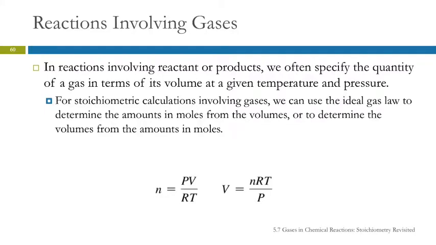So, reactions involving gases. Chemical reactions sometimes use gases as reactants, sometimes generate gases as products, and if we're measuring those gases, the most convenient thing to do is to measure their volume and temperature and pressure, and that way we can find the moles, because measuring the mass of a gas is a pain. So we use rearrangements of the ideal gas law to do these calculations.